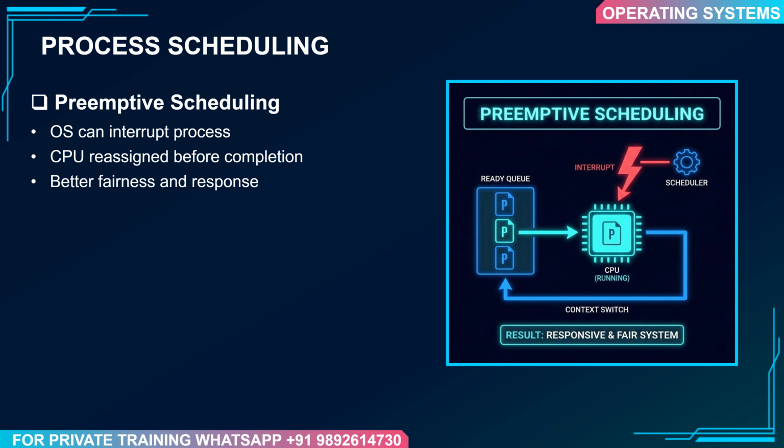In contrast, preemptive scheduling allows the operating system to interrupt a running process and take the CPU away even if the process has not finished. The CPU can then be given to another process. This makes the system more responsive and fair, especially in time sharing environments.